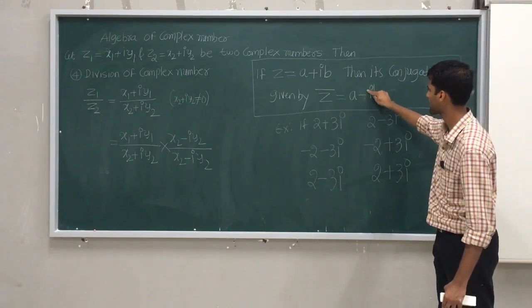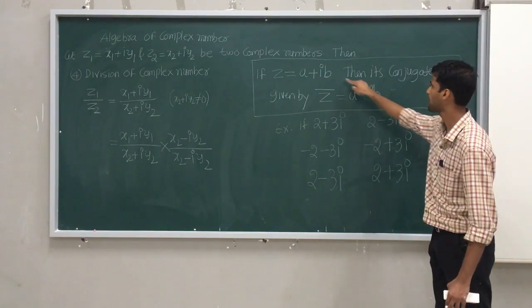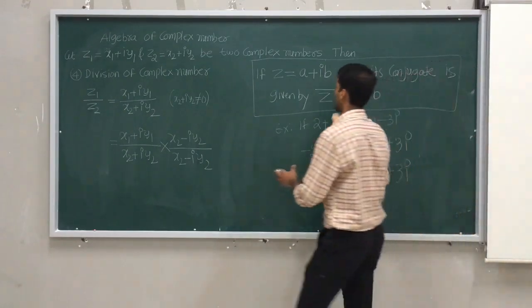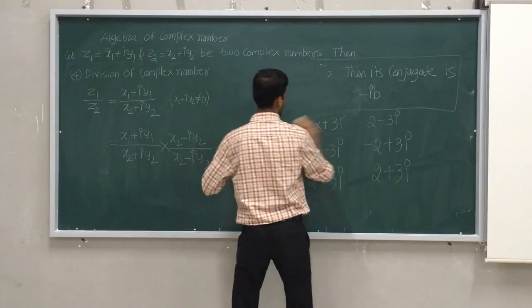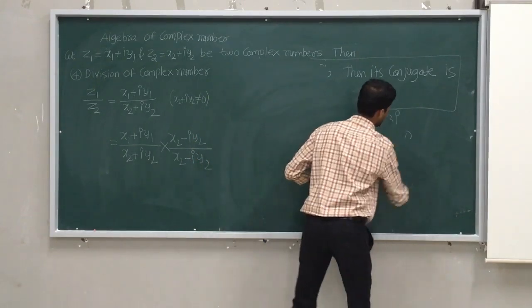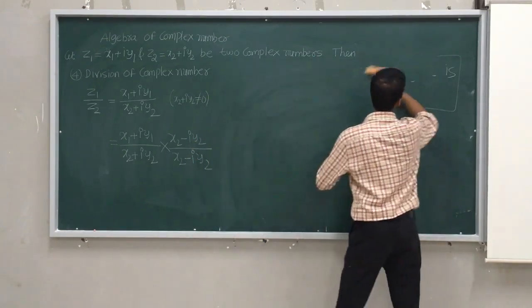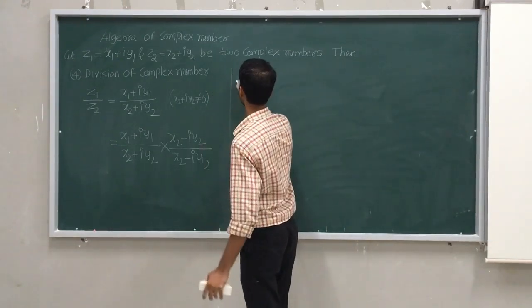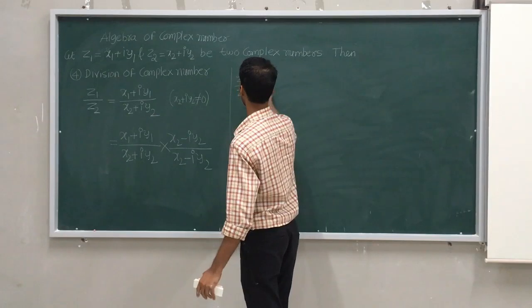What did I do? I changed the sign which is present with i. If it is plus, minus. If it is minus, it is plus. Okay. Now I will simplify this expression, that is z1 divided by z2.